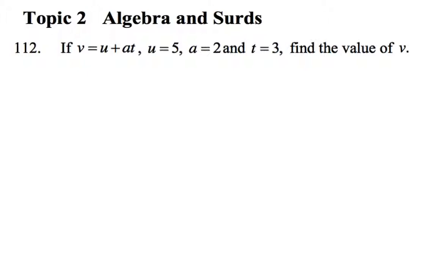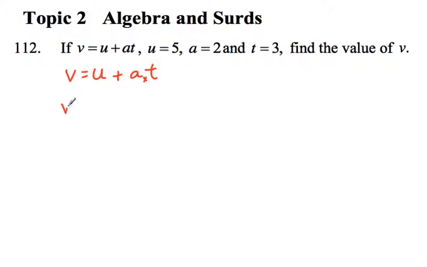Okay, here we have a question that asks us to consider that if v equals u plus at, and we have some values, u equals 5, a equals 2, t equals 3, find the value of v. So what I like to do is to write out the letters on one line, nice and big. And on the line underneath it, I want to replace or substitute any of the values we have with the letters that are involved there.